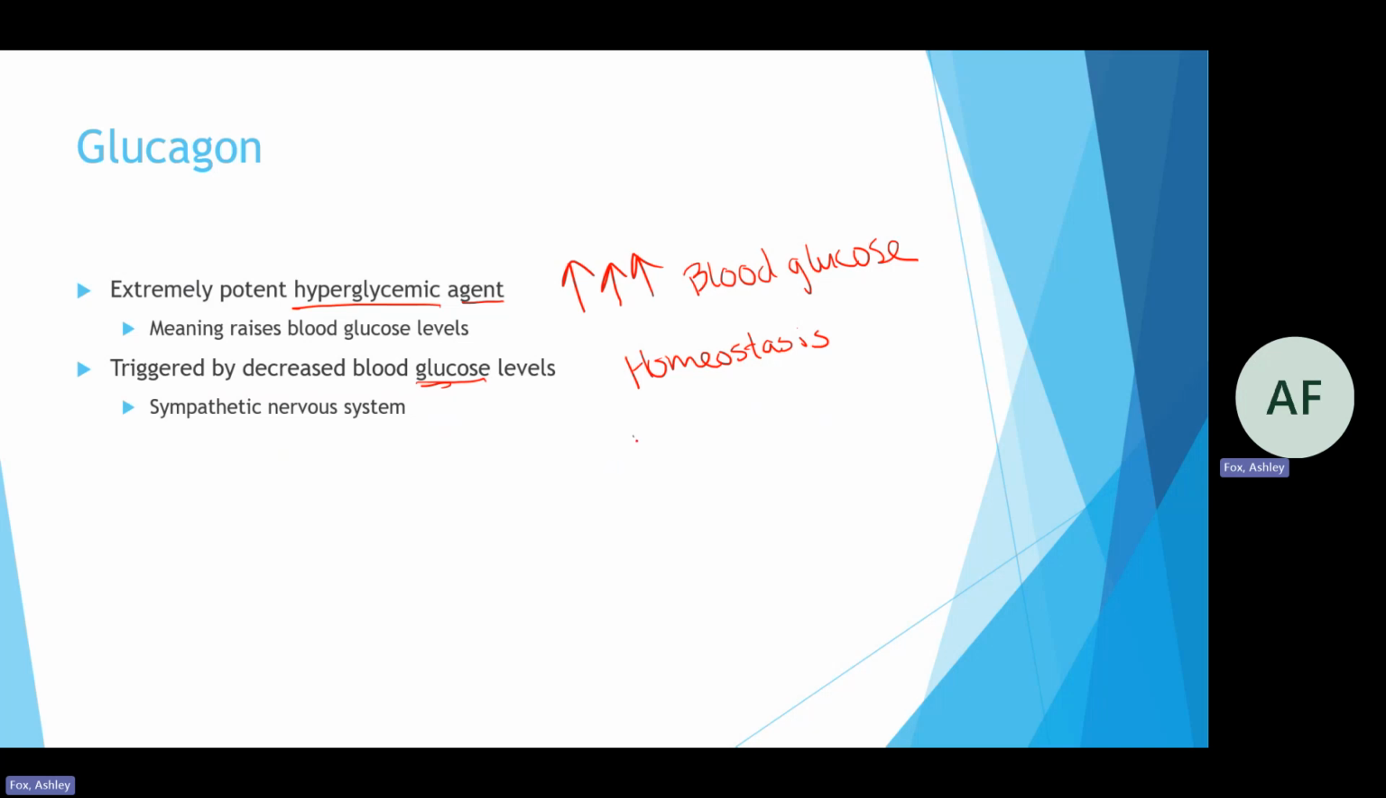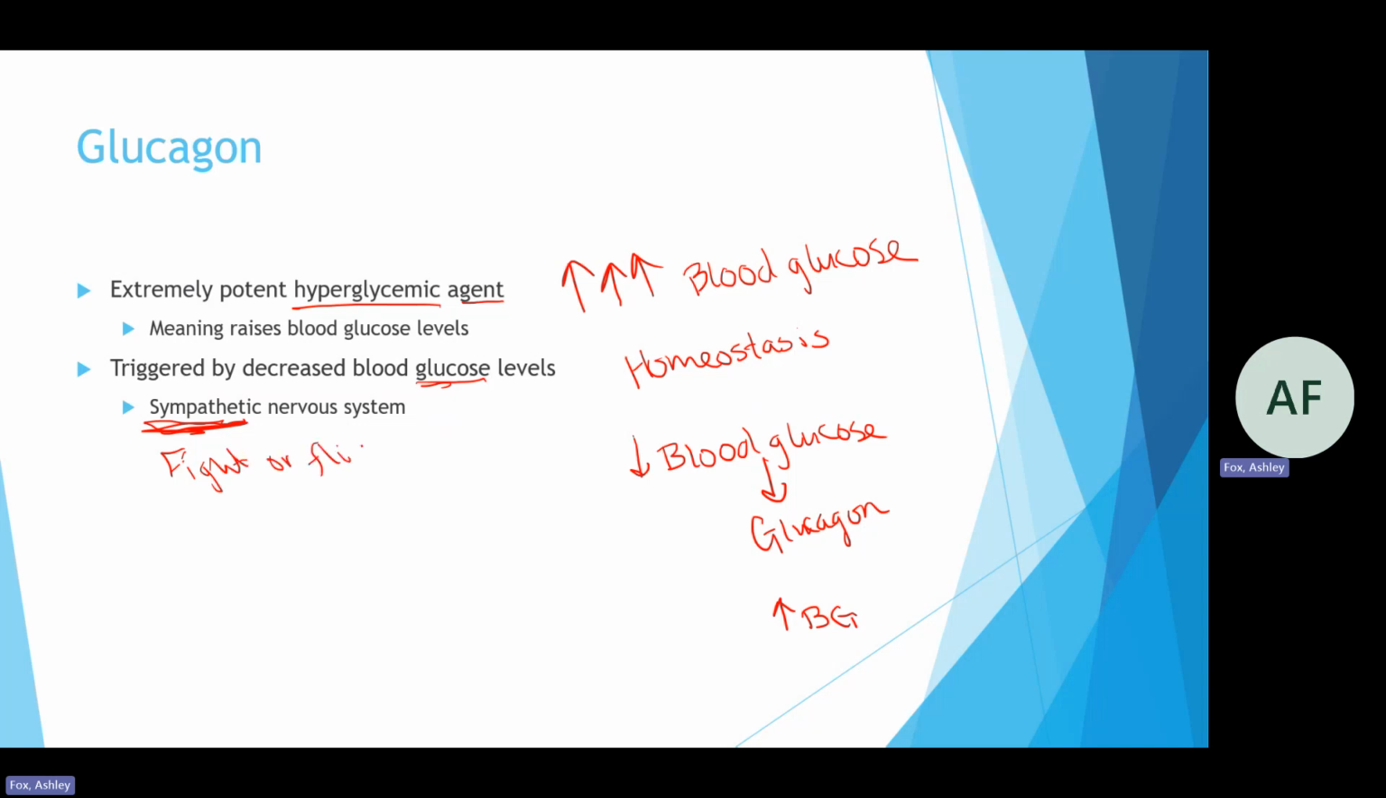So if you have a low blood glucose, usually it's going to be less than 60. You don't need to memorize that. Then you're going to release glucagon and you are going to increase your blood glucose. Glucagon is also going to be released by the sympathetic nervous system, even when it's not necessarily low, because again, think about fight or flight.